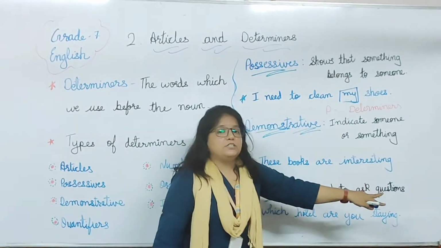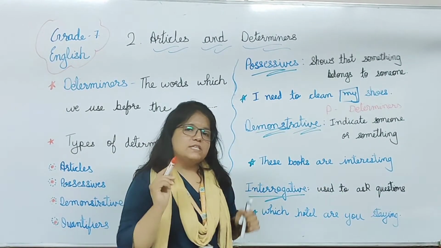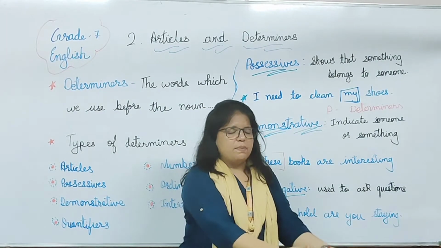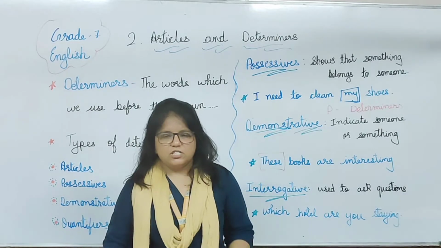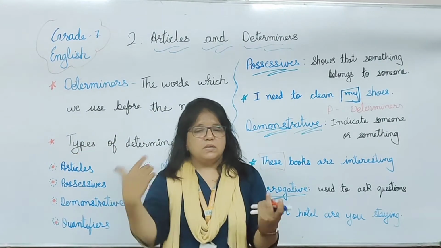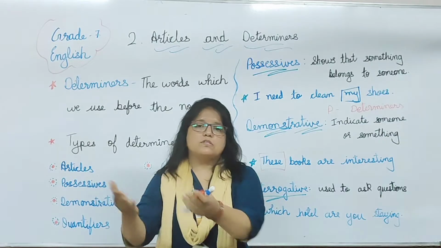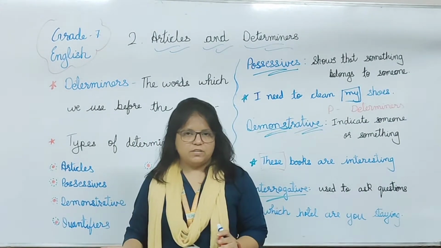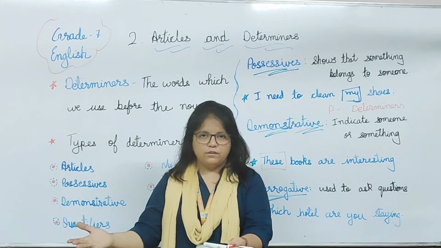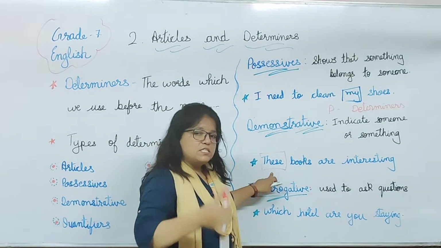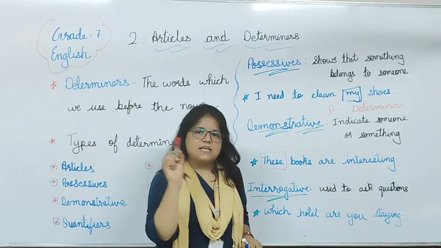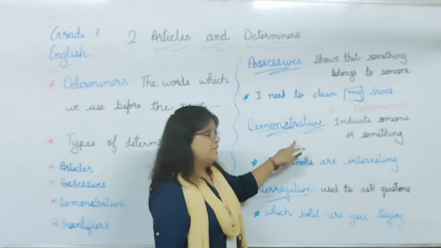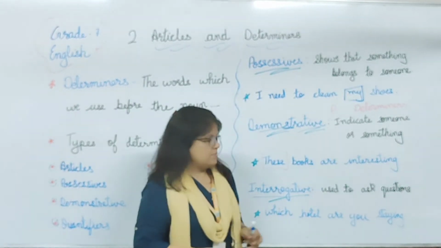These books are interesting. मीन्स यहाँ पे जो बुक्स की बात चल रही है वो कौन से बुक्स की बात चल रही है? These books, मतलब जो यहाँ पे पढ़ी है, these books are interesting. Those books are interesting. Means I am pointing out that those books are interesting, not these books are interesting. That book is very interesting. That book I have read already. Means the words which describe or indicate something specific, or we point out something specific, we use demonstrative determiners.